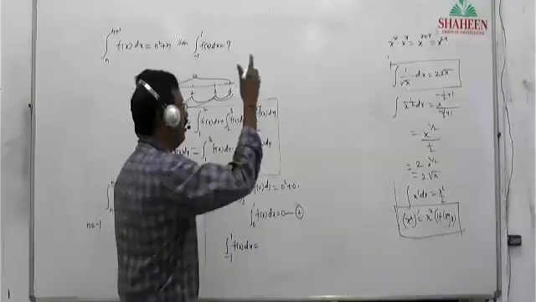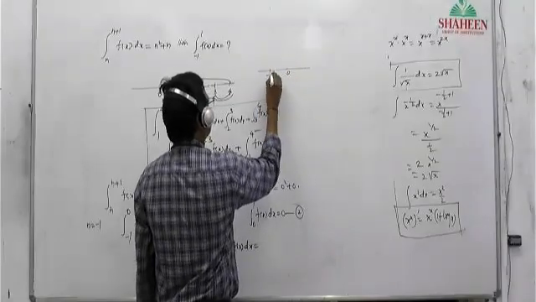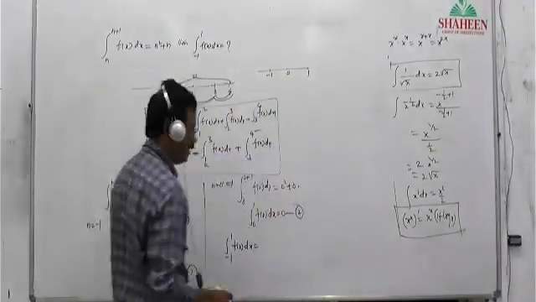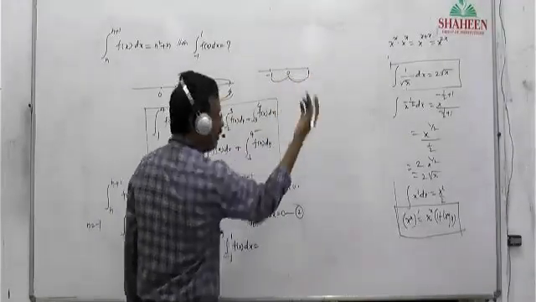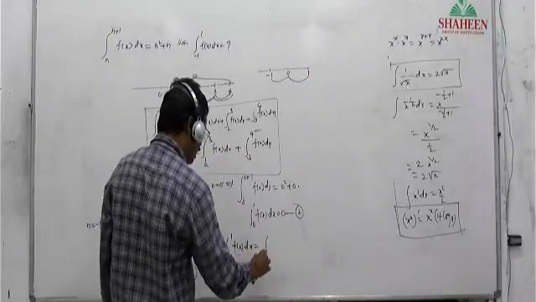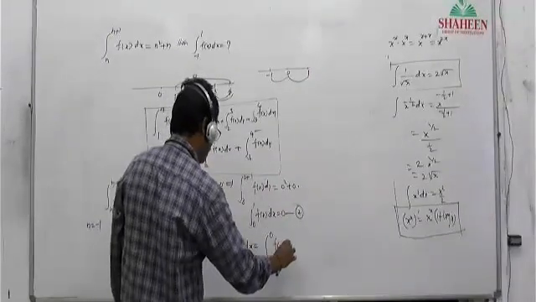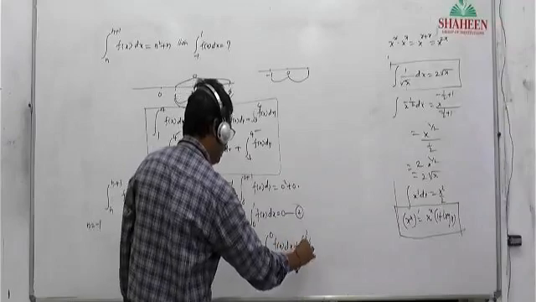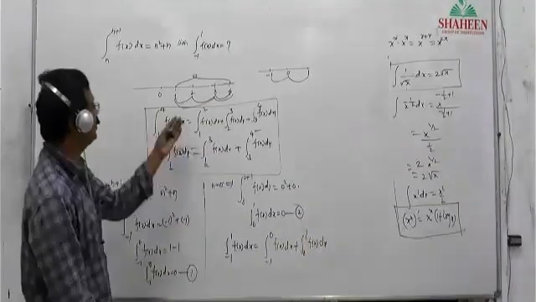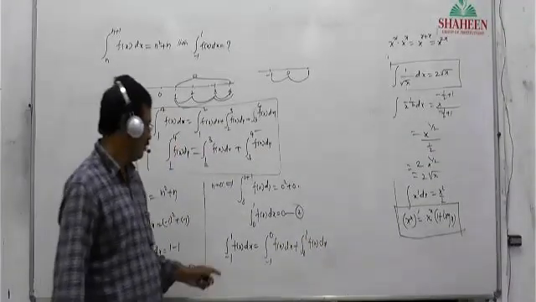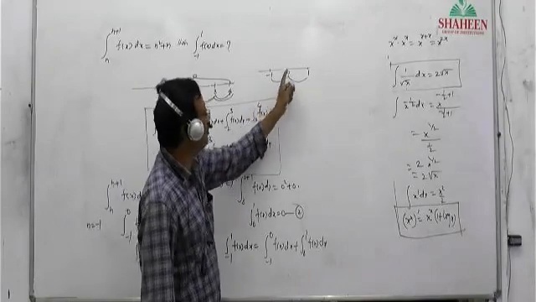Minus 1 to 1. What is minus 1 to 1? Here 0, this is a minus 1, this is a plus 1. The integral from minus 1 to 1 we can write as the integral from minus 1 to 0 plus the integral from 0 to 1. Therefore, can we write like this? We are using this property.